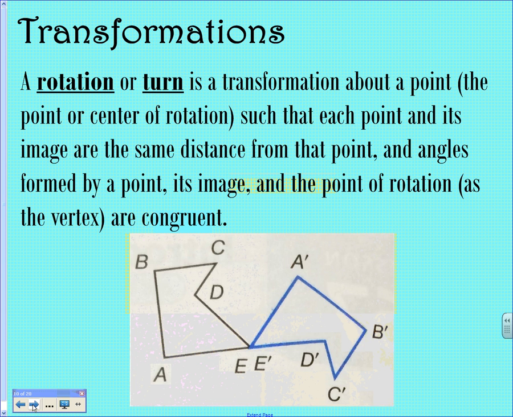All right. Looking at the third type that we're going to look at today, rotation or turn. It's a transformation about a point which is usually called your center of rotation. And it's a turn such that each point and its image are the same distance from that point. And the angles formed by a point, its image, and the point of rotation are congruent.